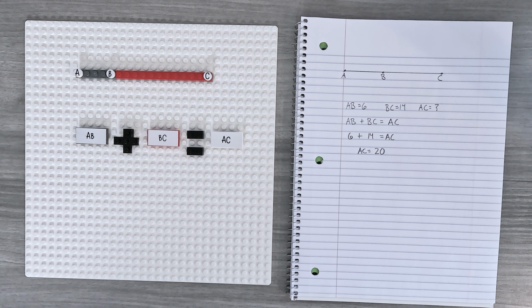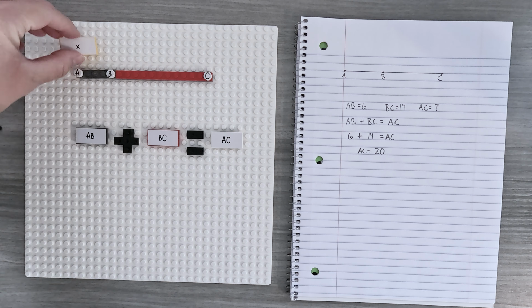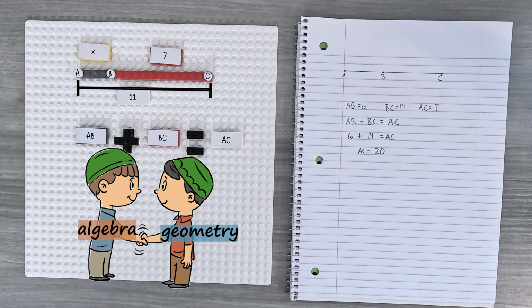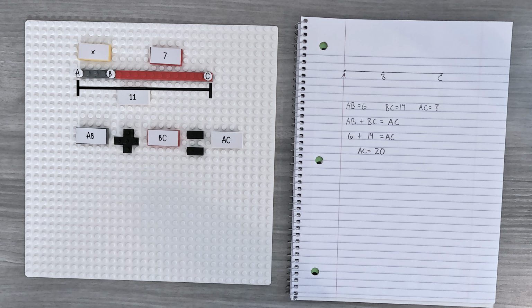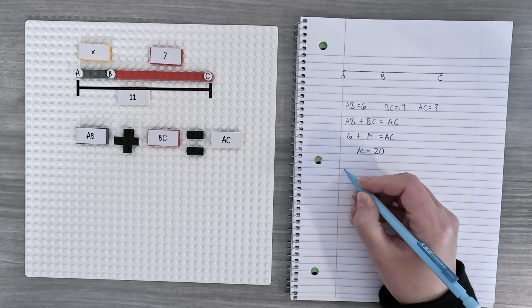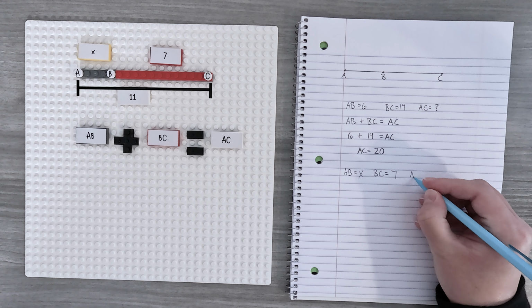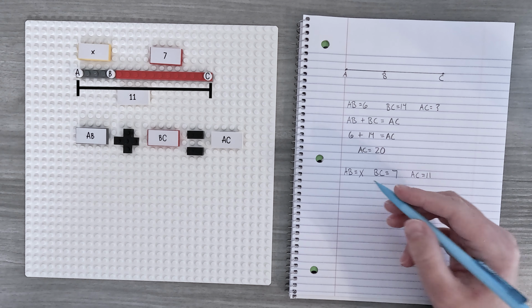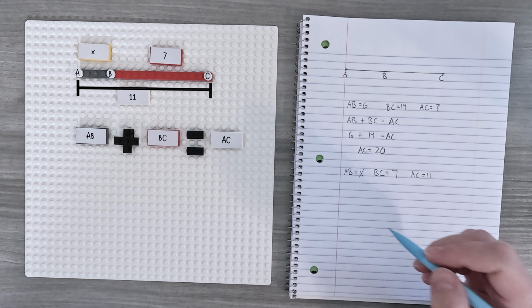But we also might have instances where we have variables. So say we have something like for AB, we have X, BC, we have 7, and for the whole thing, we have that it is 11. This is kind of where geometry and algebra start to meet. So let's do the same thing again. So for AB, we're going to have X. For BC, we're going to have 7, and then for AC, we're going to have 11, but what we want to do this time is solve for the value of X. We want to find out what the length is for X.